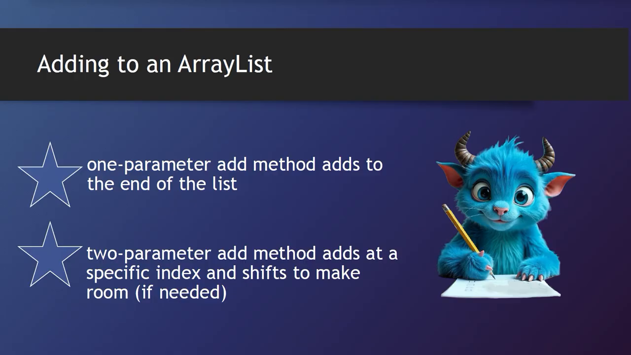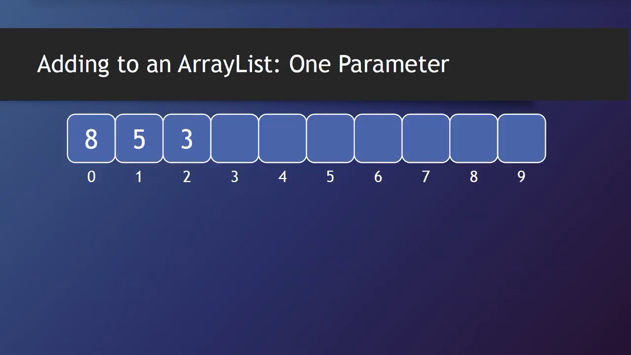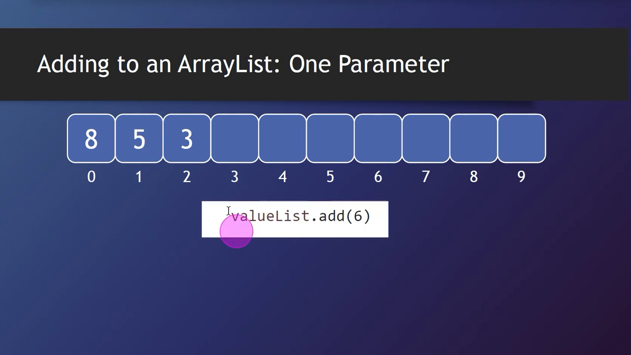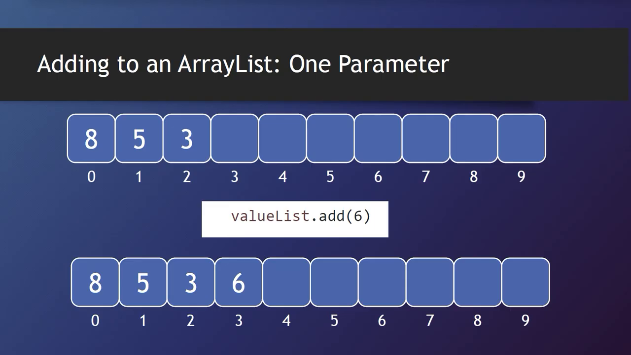There are two ways to add elements to an ArrayList. The one-parameter method adds an element to the end of the list. The two-parameter method adds an item at a specific position, shifting other elements down as needed. For example, here we have an ArrayList with 3 elements. If we were to invoke the single parameter add method to add 6, 6 will be added to the end of the list. The list is now size 4.